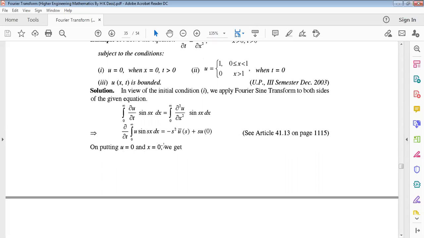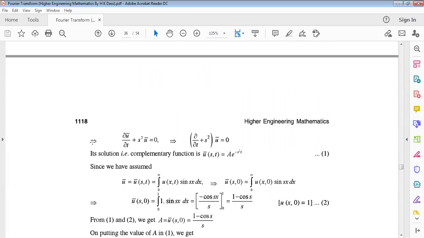On putting u equals 0 and x equals 0, we get del u del t plus s square u bar equals 0. This can be written as del t plus s square, just taking u bar as common, equals 0. In the solution, the complementary function will be what? Like before in the example, the complementary function will be u bar st equals A e to the power minus s square t.